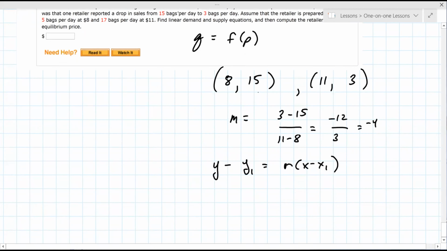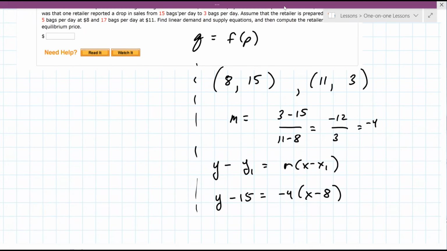And in this case, I'll just choose the first data point. So it's y minus 15 equals minus 4x minus 8. Now remember, x is really p, and y is really q. We'll get to that, but that's for the first set of information.